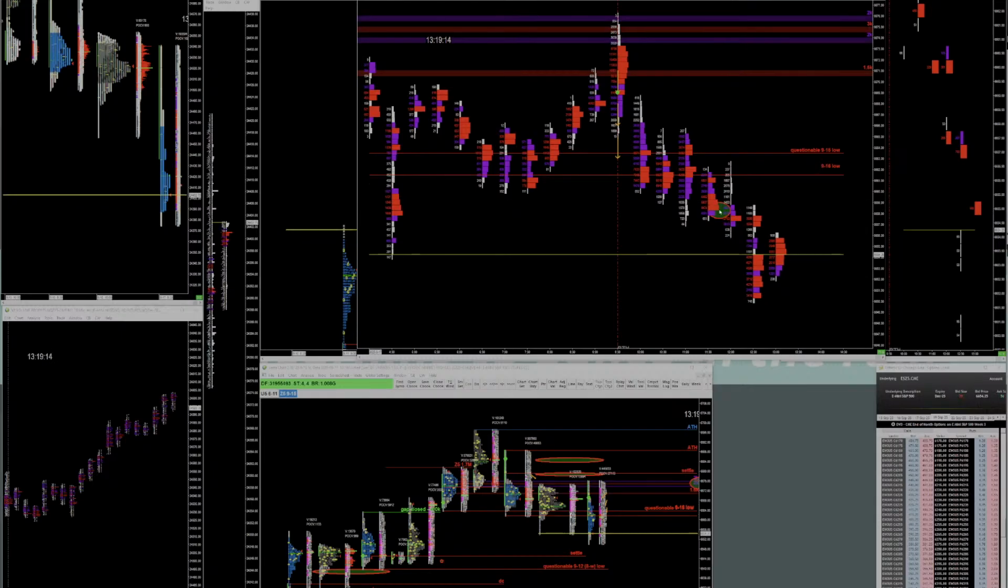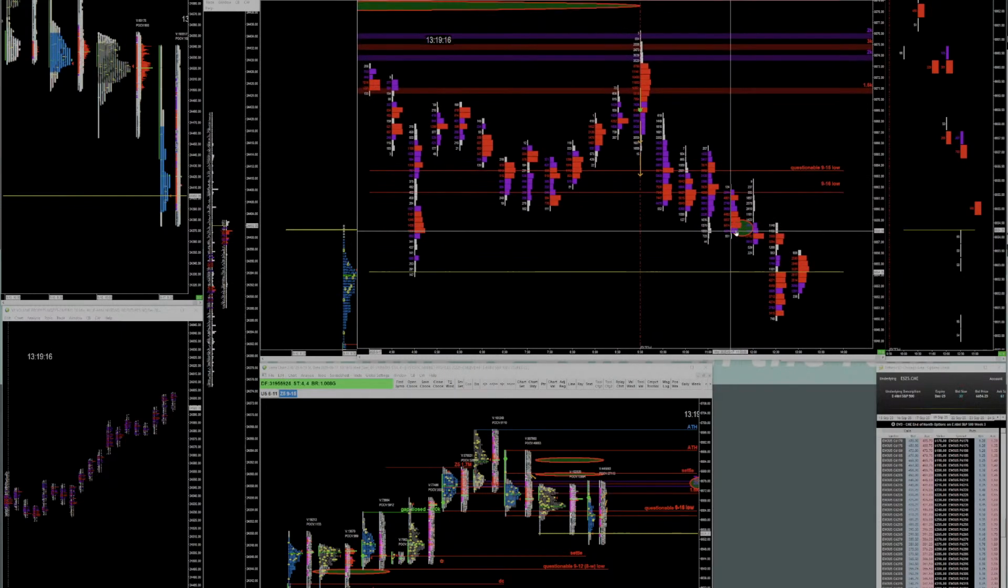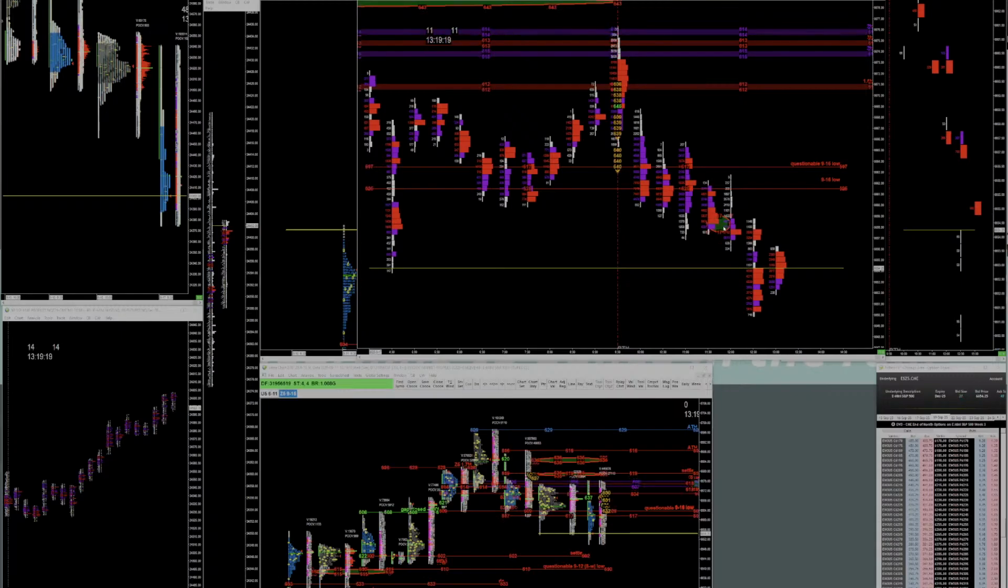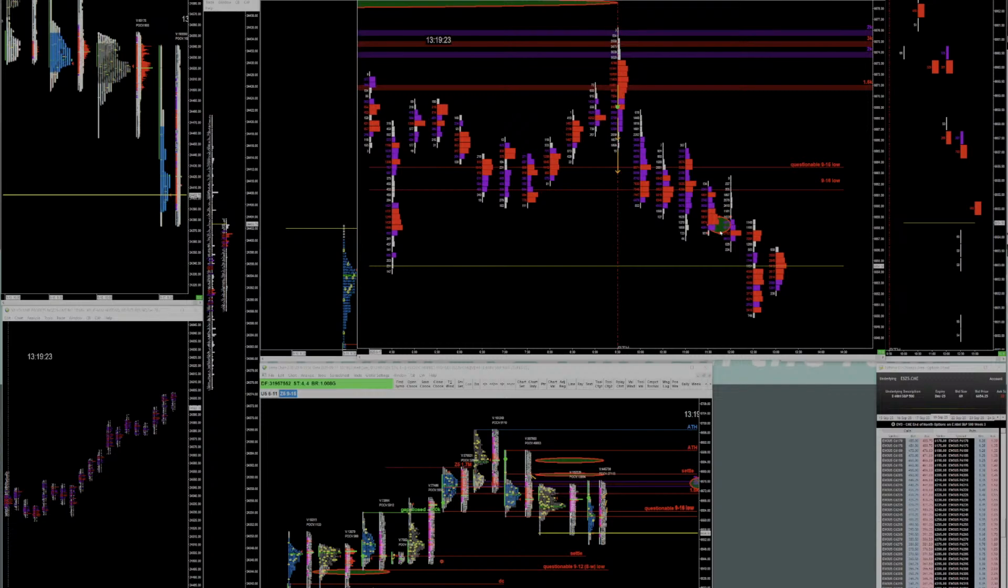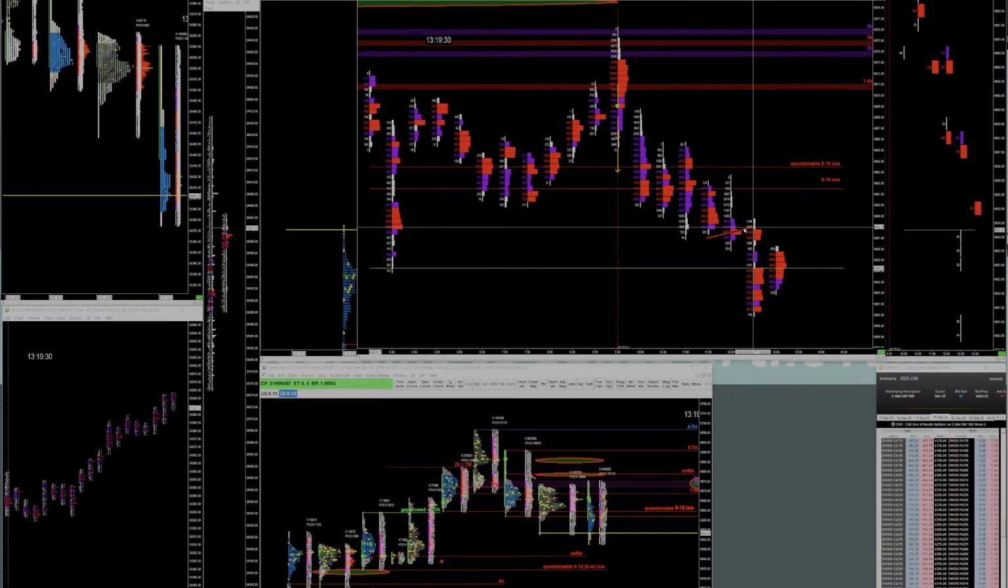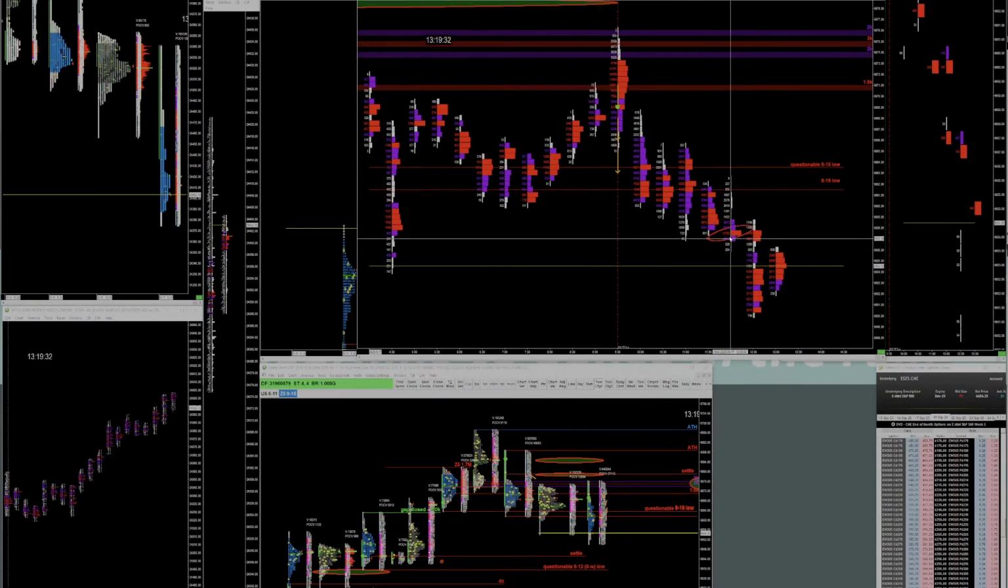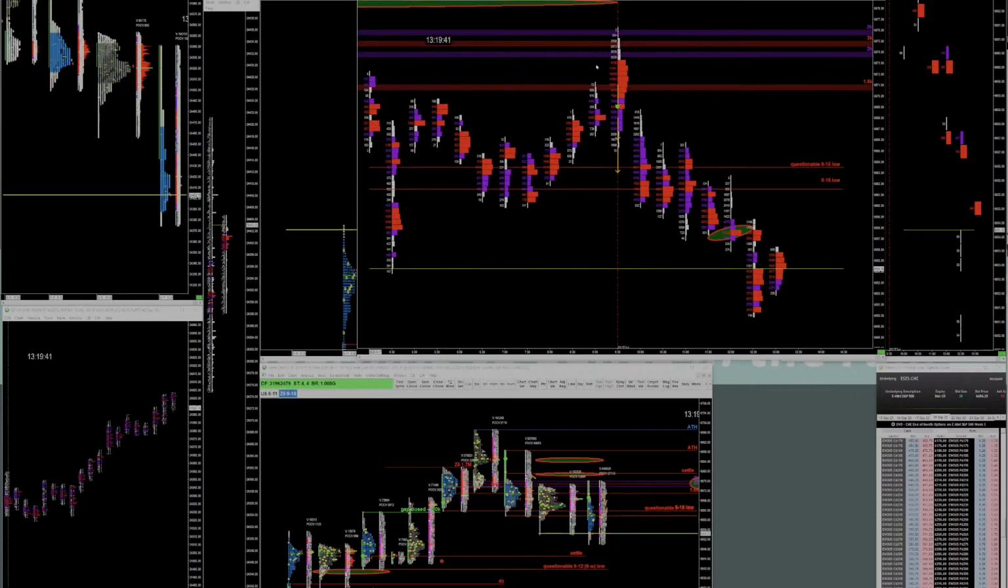How can I do this? Can I move this? Uh-oh. How do I move this? Maybe this. Look at that. Significant amount of volume here. You have perhaps 12,000 here. Kind of like a good amount of trading here. Right? What happens after that?